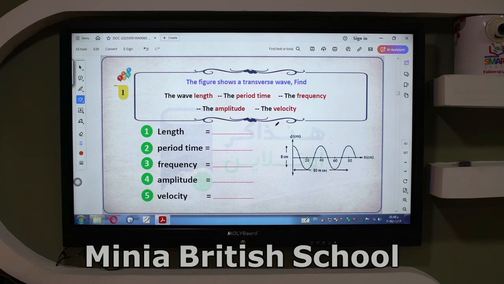The figure shows... let's have the answer in the Class Dojo. Okay, I will send it.